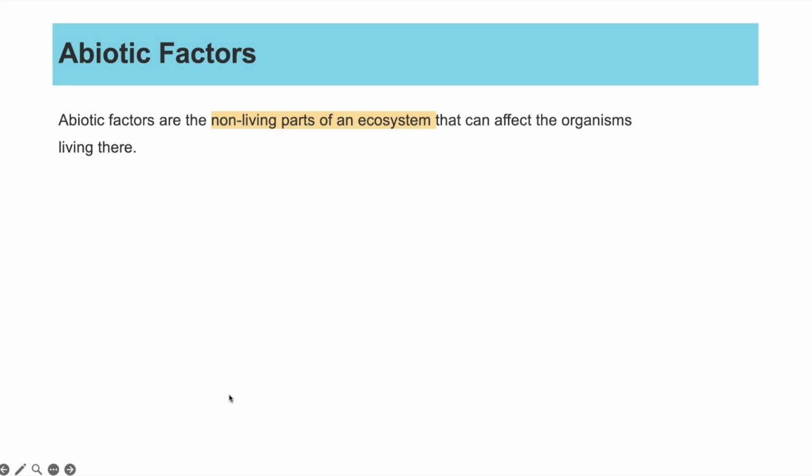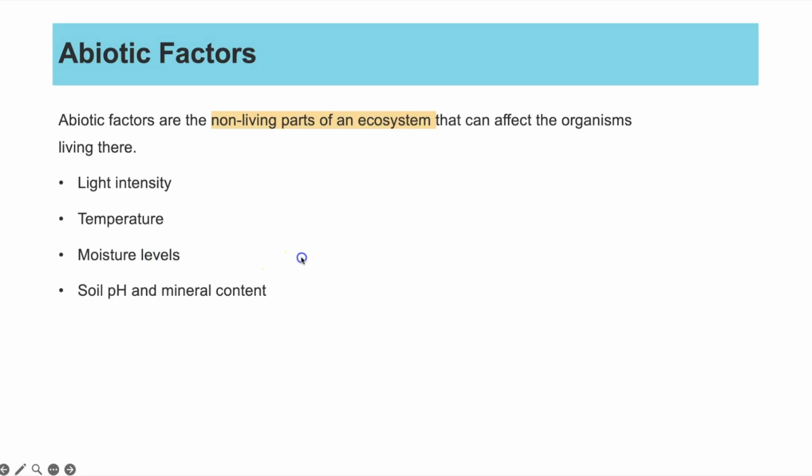Next then, abiotic factors. These are the non-living parts of an ecosystem. So for example, light intensity, temperature, moisture levels, soil pH, mineral content, wind intensity and direction. And you need to know that these are non-living factors that affect the survival of living things, organisms. And you might have to suggest why.